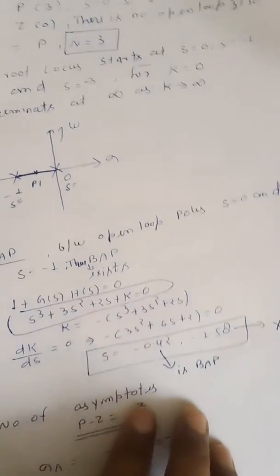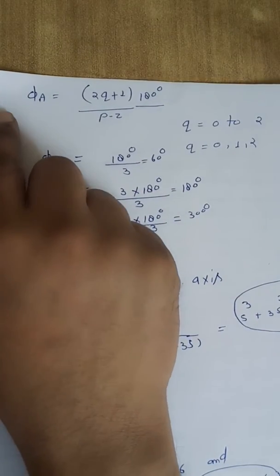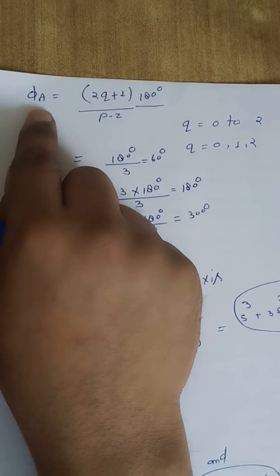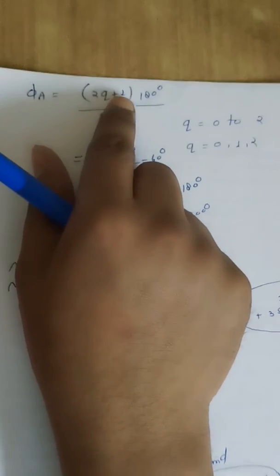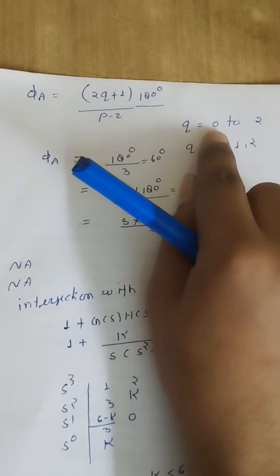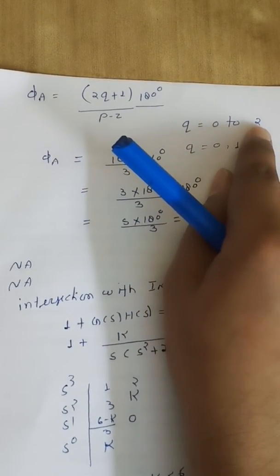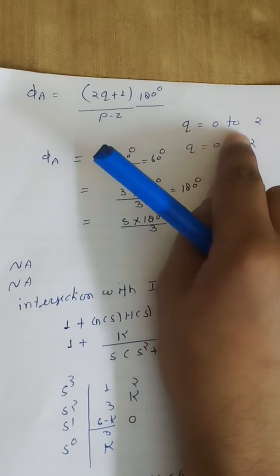Now let us see next. According to the 7th rule, we want to calculate the angle of asymptotes with the help of the formula (2q plus 1) times 180 degrees divided by P minus Z. Q वेरी करेगा 0 से लेके 2 तक. 2 क्यों आया? Because Q varies from 0 to P minus Z minus 1. P minus Z means 3, 3 minus 1 means 2.